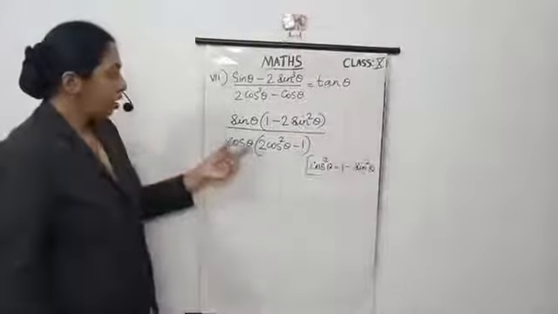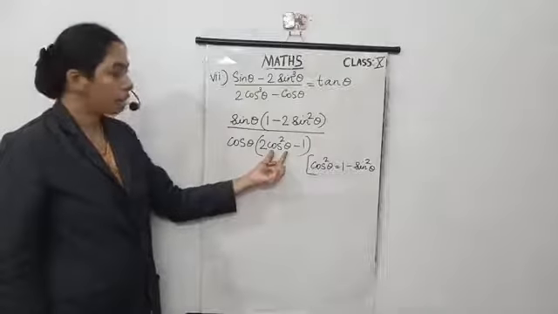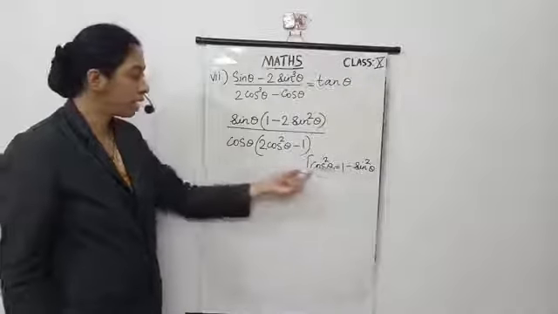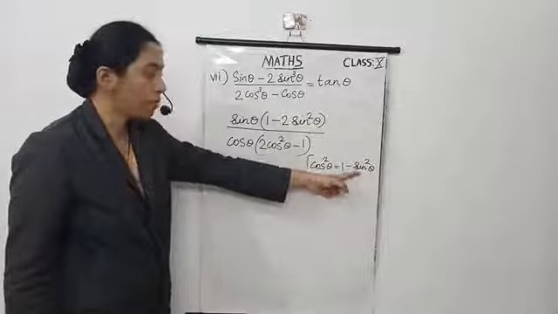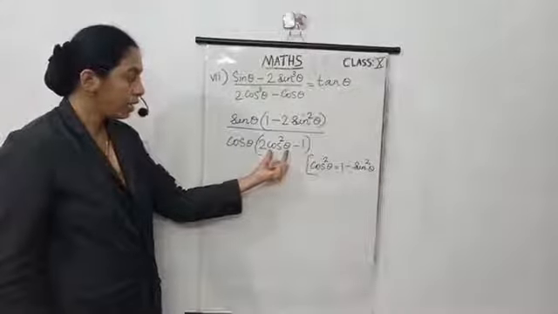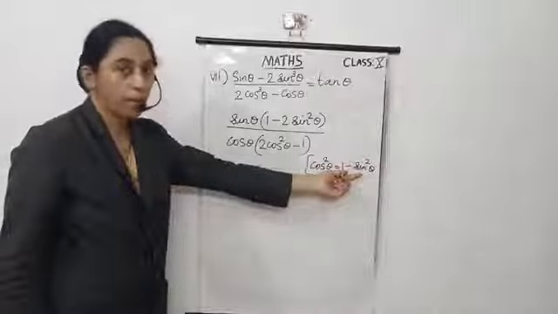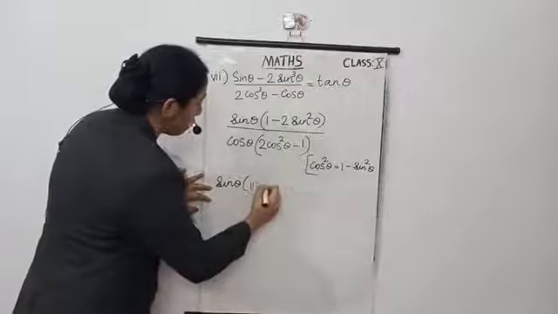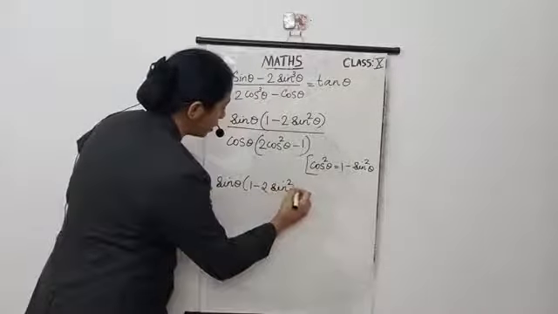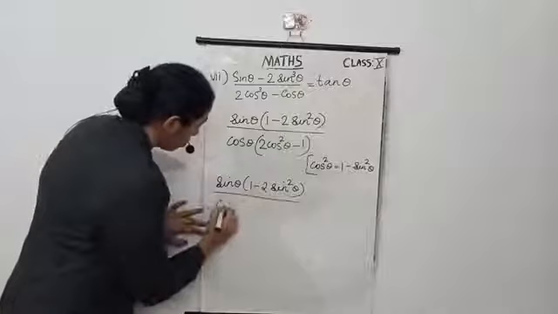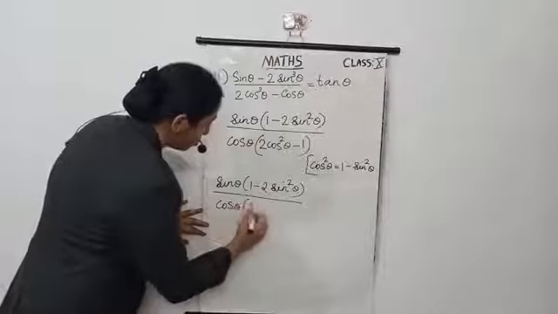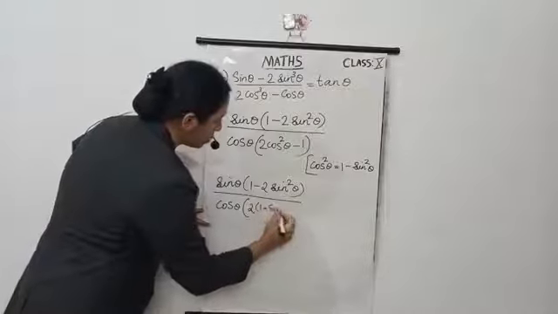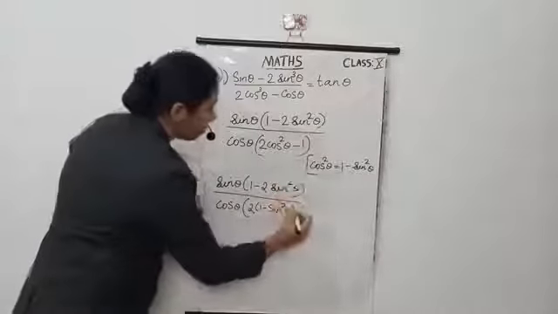Now consider this cos square theta. According to the identity, cos square theta plus sin square theta is equal to 1, so we can replace cos square theta with 1 minus sin square theta. So this is equal to sin theta into (1 minus 2 sin square theta) divided by cos theta into (2 into (1 minus sin square theta) minus 1).